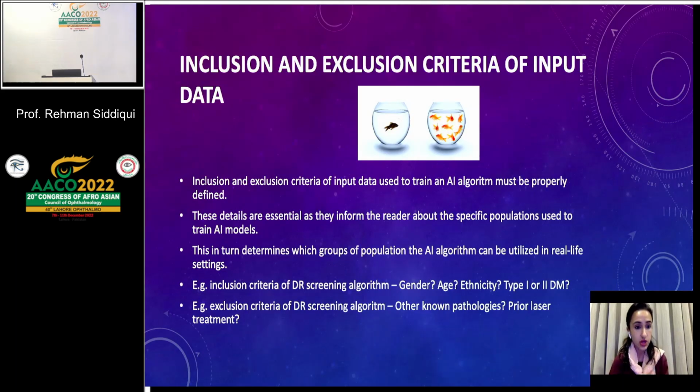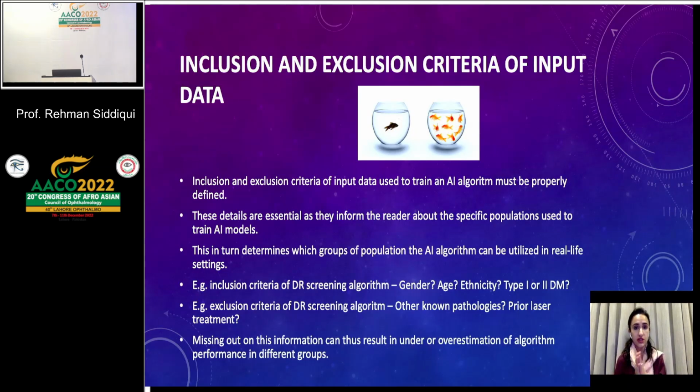So similarly, in exclusion, what patients did we exclude from our study? If the patient had any other known retinal pathology, for example, if they had vein occlusion, or if they had any prior laser treatment for diabetic retinopathy or any other pathology itself. So are those the kind of patients that we excluded from our study? So this must be very, very clear.